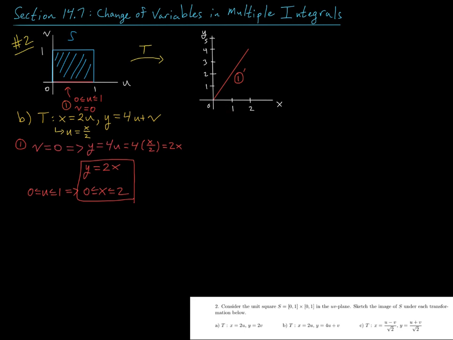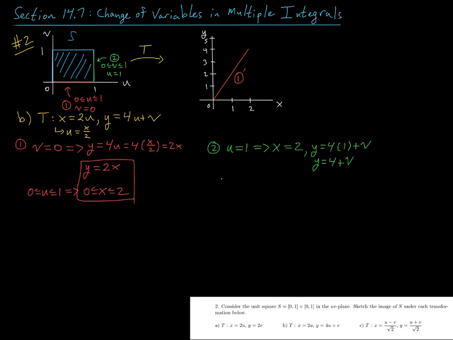Cool. All right, so then how about this edge in green where v varies from 0 to 1 and u is equal to 1. Okay, so now if we fix u to equal 1, then this is going to imply that x being twice u will be constant 2. And it also says that y will be 4 times u, which is 1, plus v. So in other words, y is equal to 4 plus v.